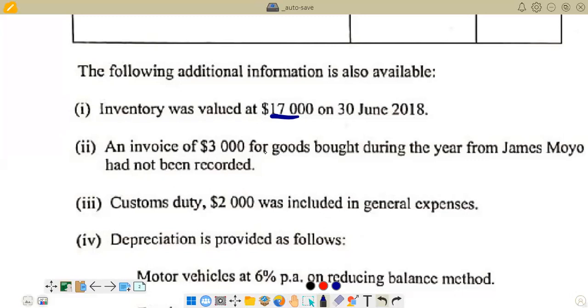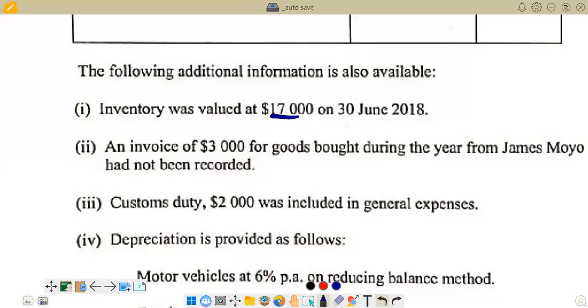So here we are going to start with the income statement. It means on the purchases part, we are going to add 3,000, and also James Moyo becomes a creditor or a trade payable. So when we prepare our balance sheet, we need to add the 3,000 to the figure that we have for trade payables. Then we have corrected the omission that was there.